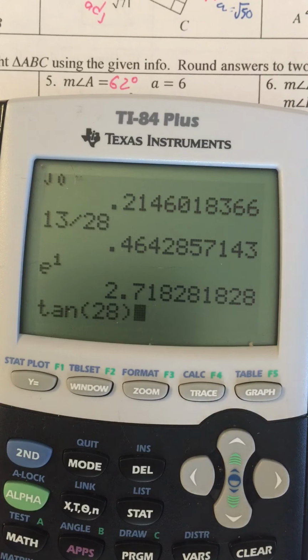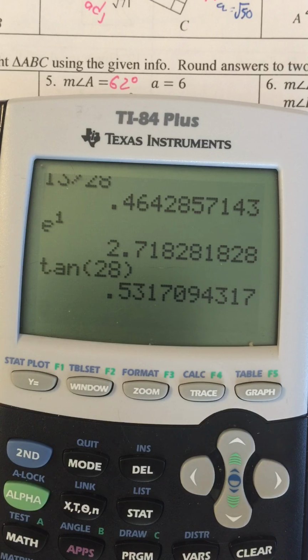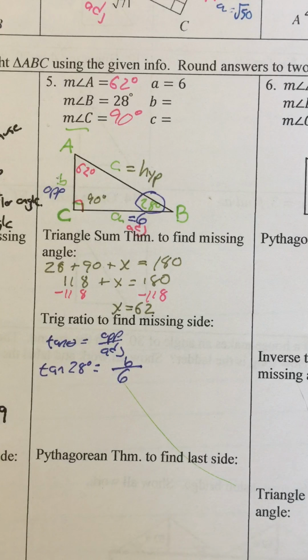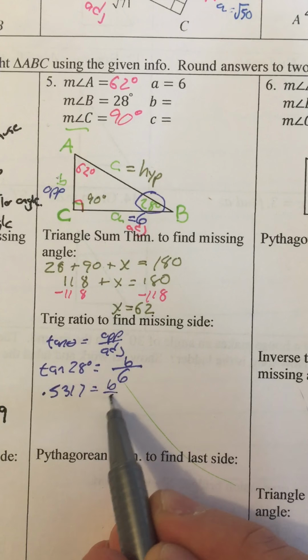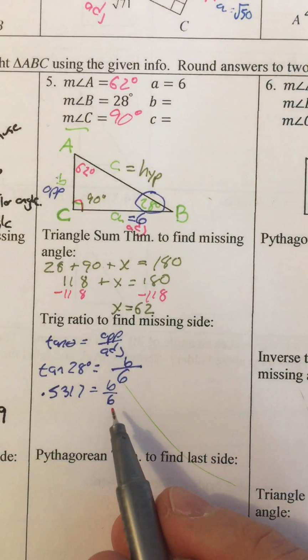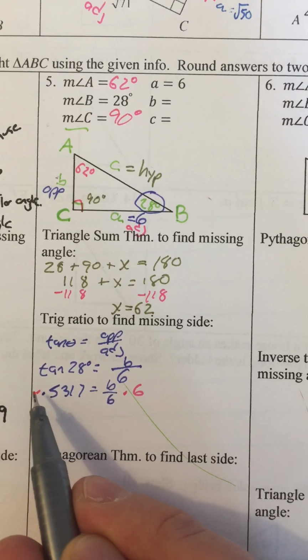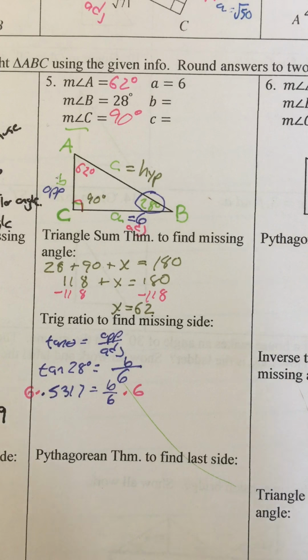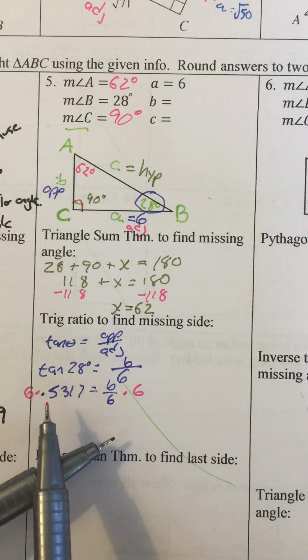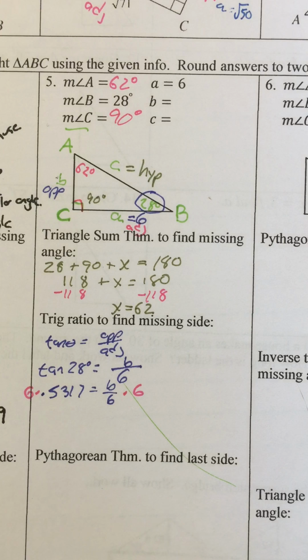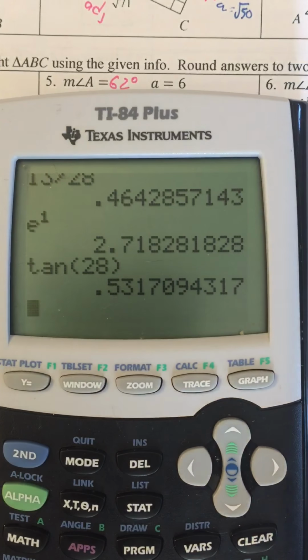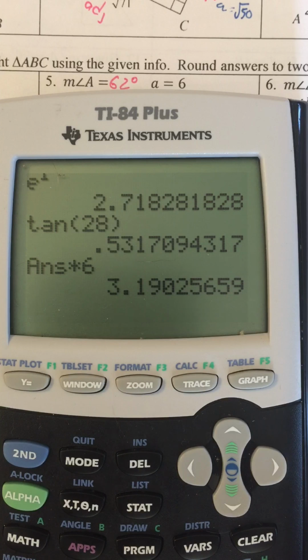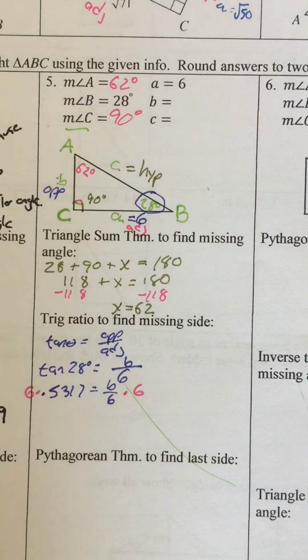So I want to know what tangent of 28 degrees is, and that is 0.5317. We'll keep 4 decimals whenever we're using a trig function. So 0.5317 equals b over 6. Now, when I have a number in the denominator, I'm just going to multiply both sides by that number. If I had a variable in the denominator, then I would take these two and switch them and then divide. Maybe we'll see an example of that later. So now I'm going to take this number 0.5317, leave it in my calculator, and go times 6. And I get 3.1903. We'll just keep 4 decimals for this.